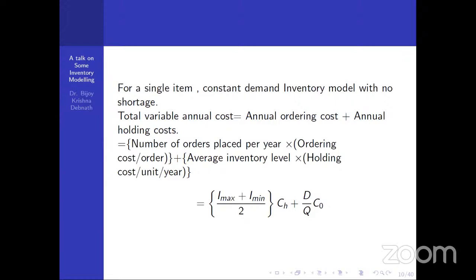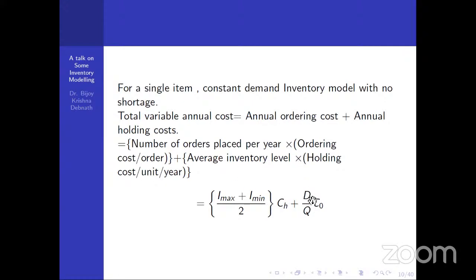And how do we calculate the holding cost? Because consumption is going on, what is the average holding that you kept in your warehouse? That is the average holding cost: average inventory level into holding cost per unit per year. So how much money you have to pay to hold one unit for one year, into the average inventory level. Now how do we calculate this average inventory level? Your minimum inventory plus maximum inventory divided by 2, and the holding cost per year per unit we denote as CH, plus the number of orders, how many orders you had to place.